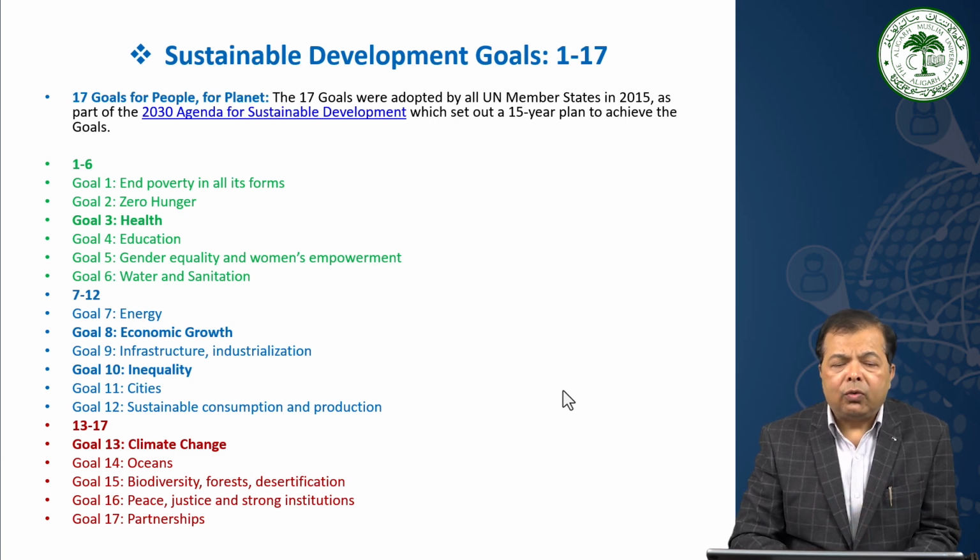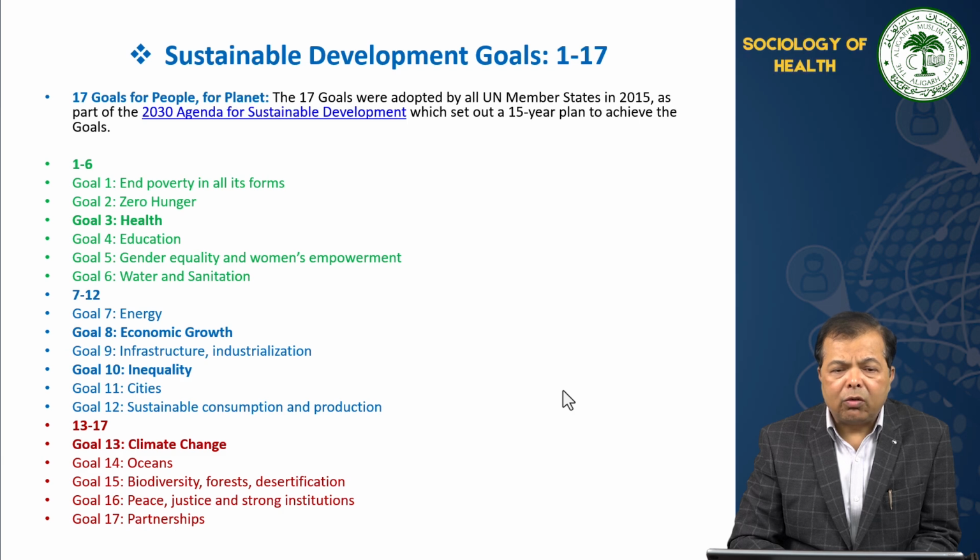And then we come to the last section, that is goal number 13 to 17. And goal number 13 is exclusively talking about climate change, something that we talked about earlier also. Climate change has become a very serious, very severe problem for the world today. It has actually threatened the existence of humanity because the climatic extremes that we are witnessing are a very big problem.